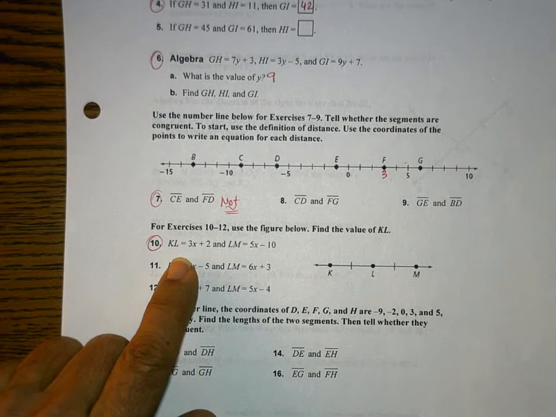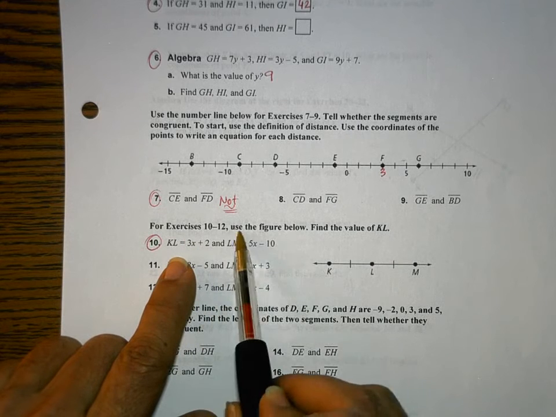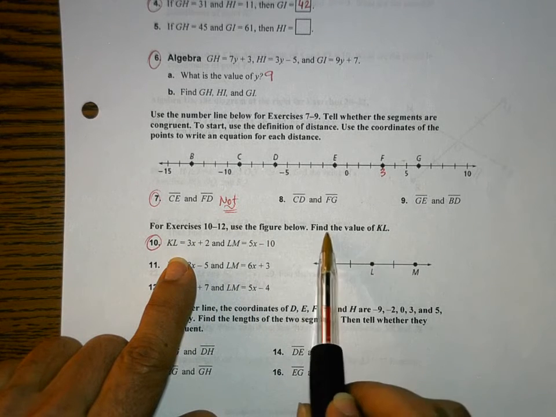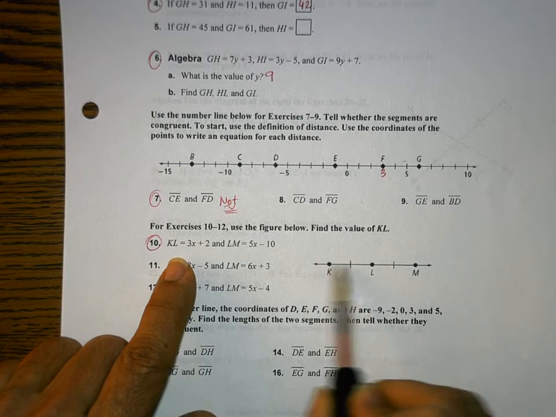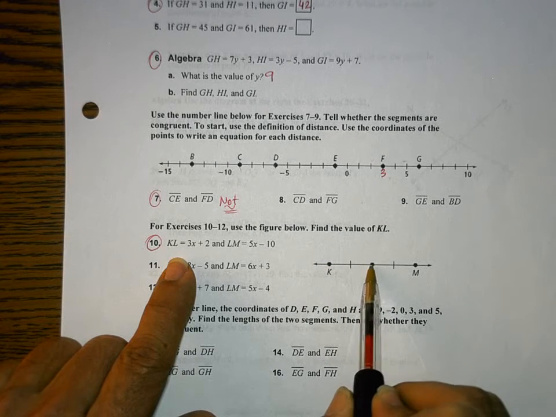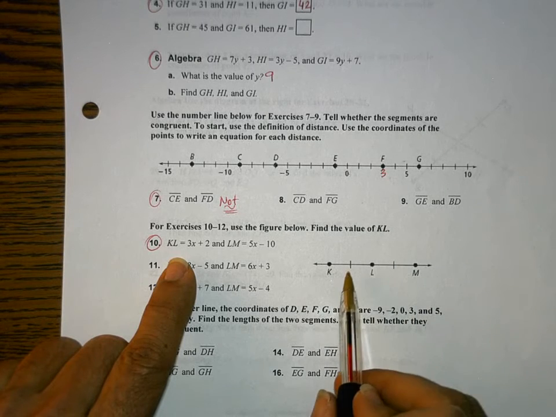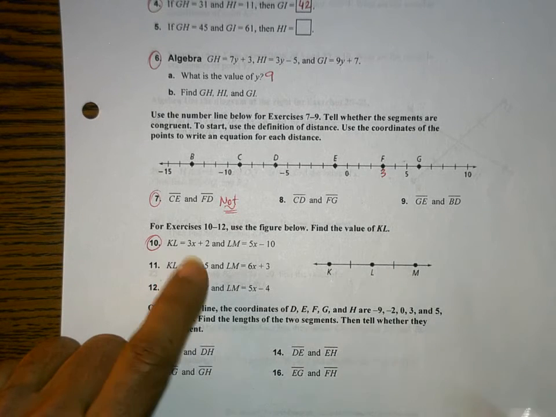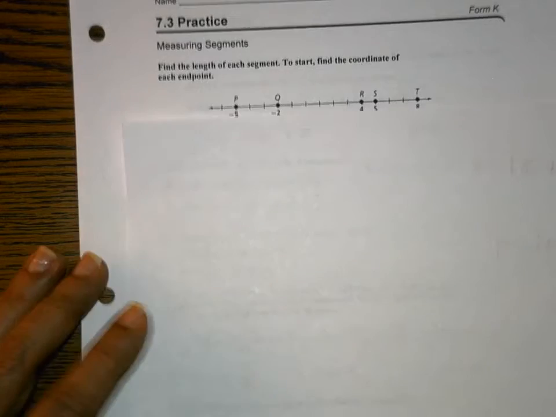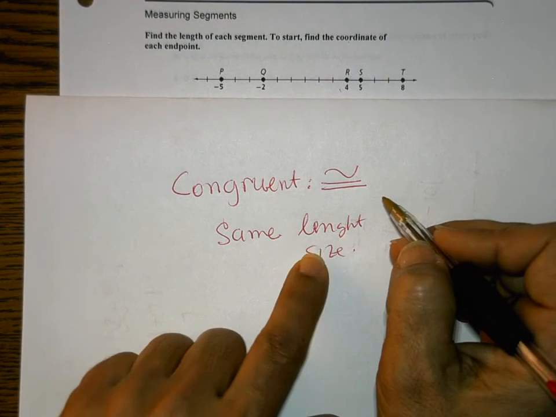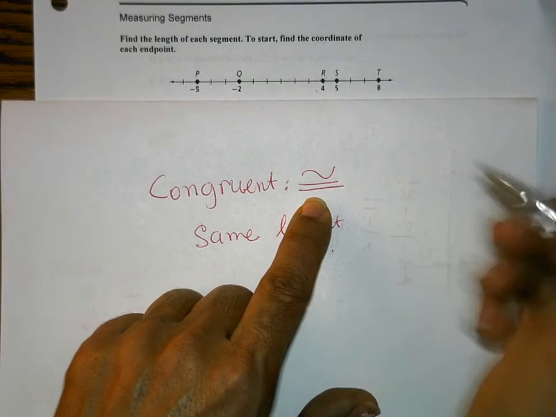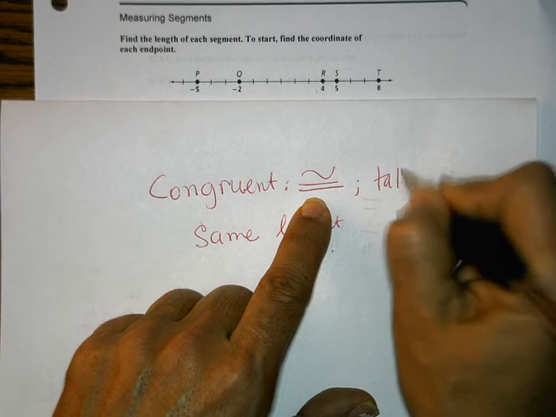Now let's go over here to exercise number 10. It's saying, use the figure below, right here, and find the value of KL. From K to L, they want me to find the distance, okay, the length. Now let's remember something. Why do we have these tally marks here? I told you in my notes that whenever we show that something has the same length or the same size, we use the symbol congruent. But we also use tally marks.